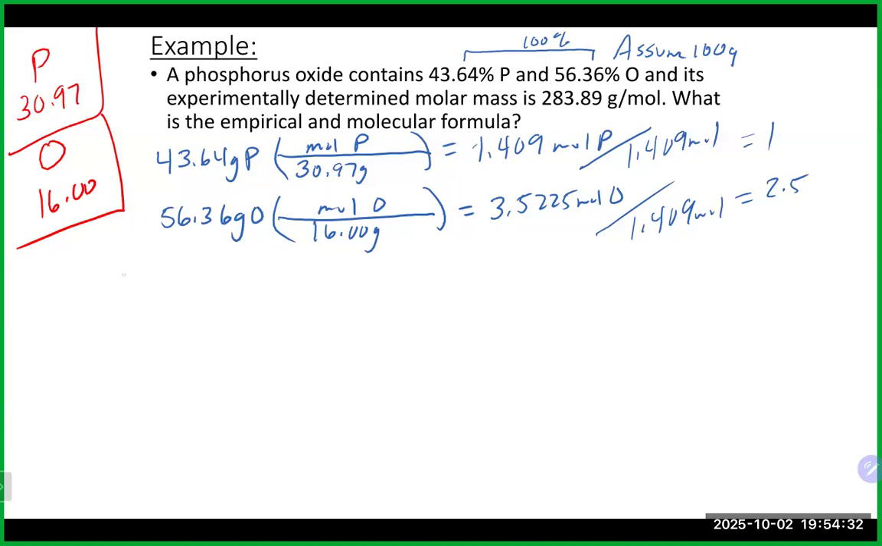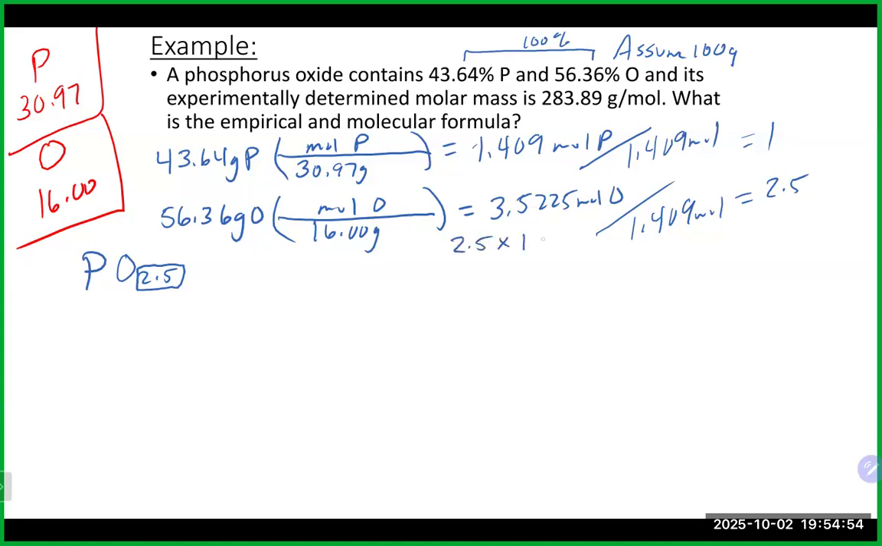So that's going to give me an empirical formula, PO2.5. Problem with that is we need whole numbers. So this cannot be our empirical formula. And again, that is too far to round. So like I said before, kind of like 0.5, 0.33, a little bit too far to round.